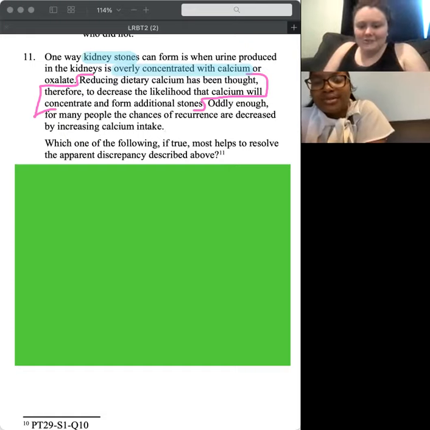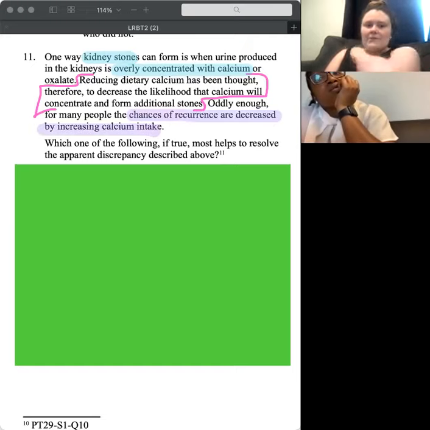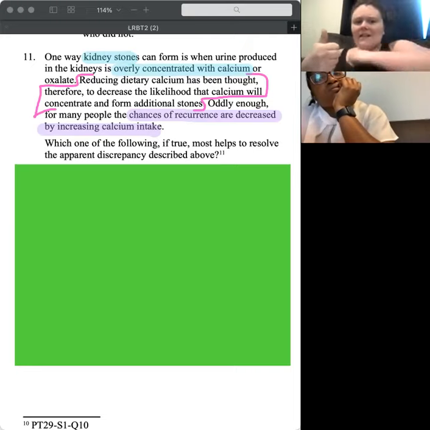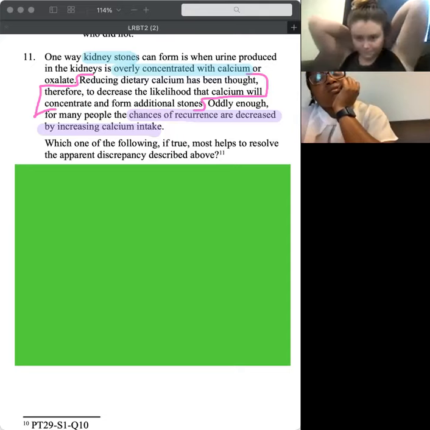But actually, oddly enough, for many people, the chances of recurrence are decreased by increasing calcium. So our two weird facts are: kidney stones can happen whenever our urine produced in the kidneys is overly concentrated with calcium, so that's what can form it. But for some reason, the recurrence of kidney stones actually goes down when we increase our calcium. So we want to think of how these two things can be true at the same time.